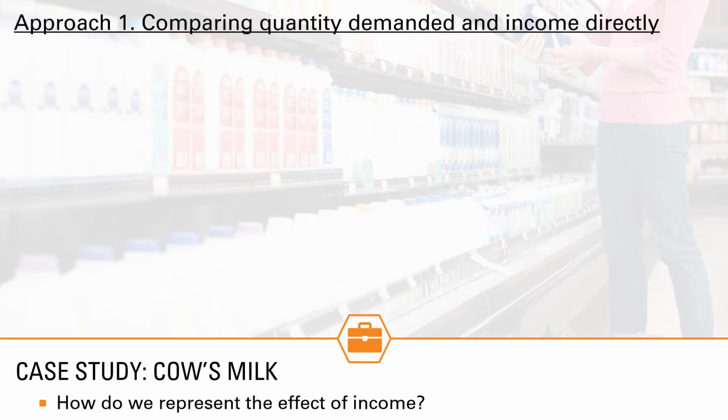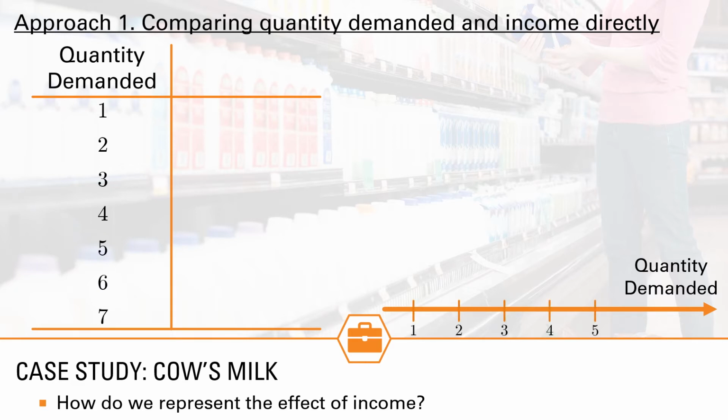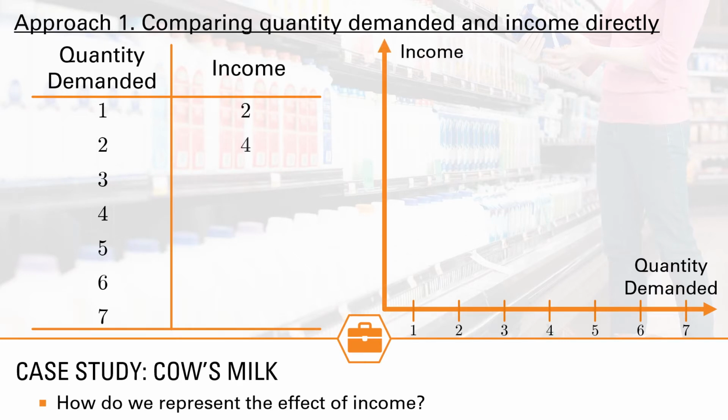The first one is basically just comparing the quantity demanded with the income directly. It's very simple. You've got quantity demanded on, again, the x-axis, because that's what we're used to. Basically, quantity demanded is always on the x-axis. Again, that wasn't my decision; it was just something they decided. And we put income now on the y-axis. So there's one way we could represent it.